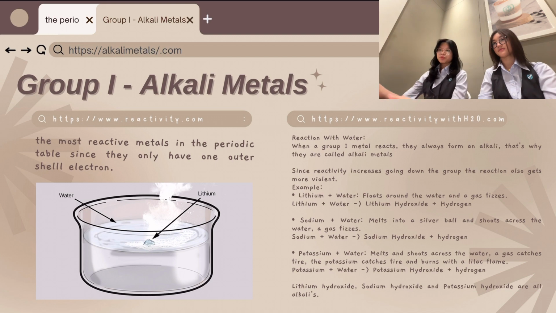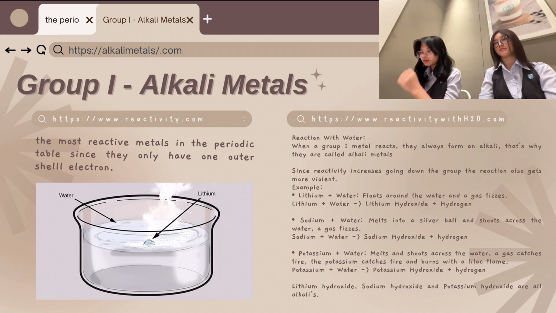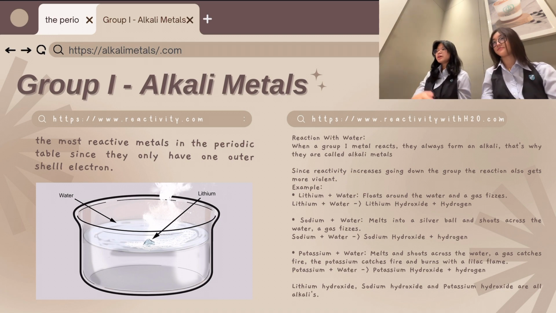So as you can see, quick comparison because it's Li, Na and then K. Going down the group, the reaction gets more violent. So you can see from the lithium, it just fizzes and it floats around the water. But as you go down, like with potassium, it just burns and bursts into flame. So yeah, again, like I said, lithium hydroxide, sodium hydroxide, and potassium hydroxide are all alkalis.